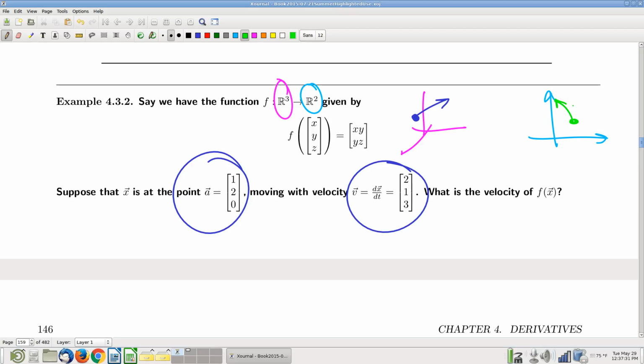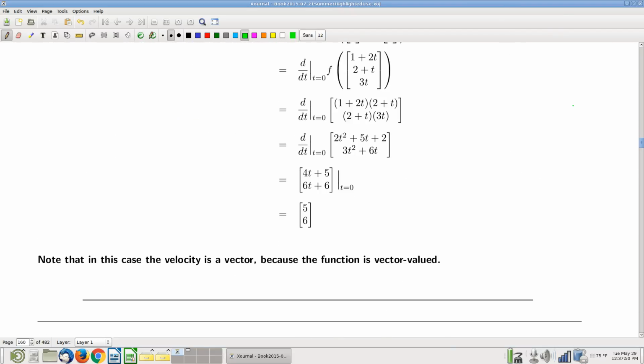And notice we get a vector, right? Well, we better get a vector. We're looking for the velocity in R2. Our target is R2. The outputs from this function land in R2. I have values in R2 that are moving around. How does something move in R2? What is the velocity of a point moving around in R2? It better be a two-dimensional vector. And of course it is.